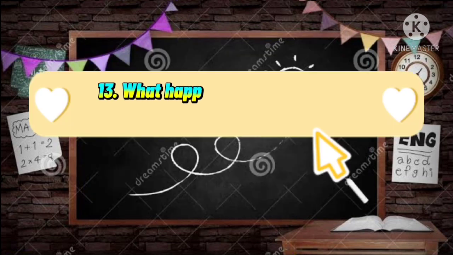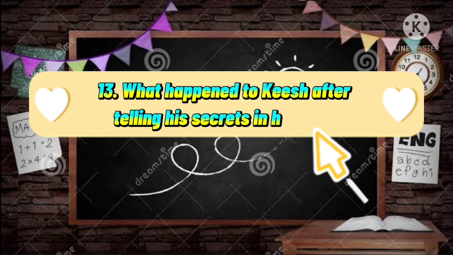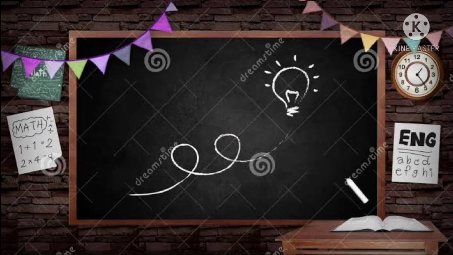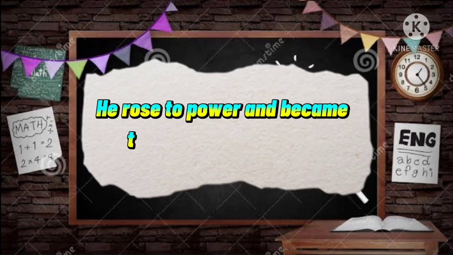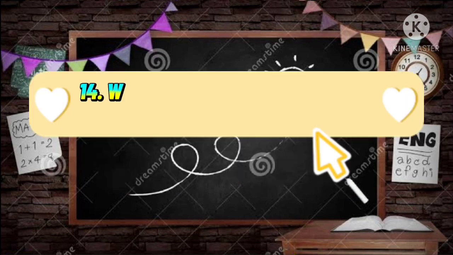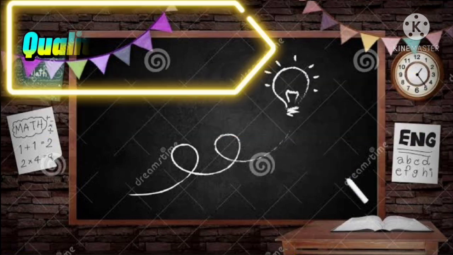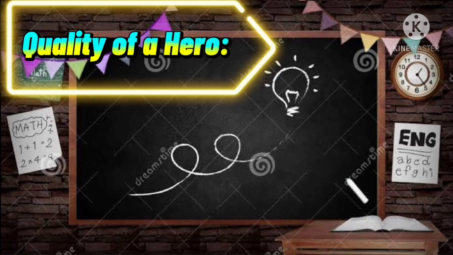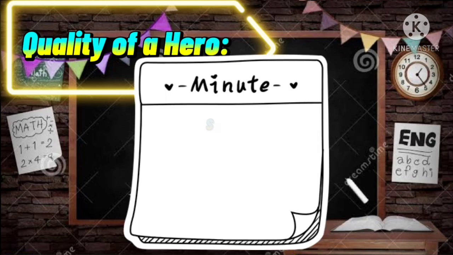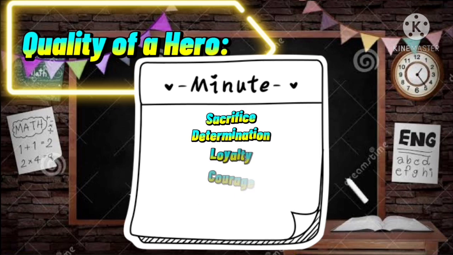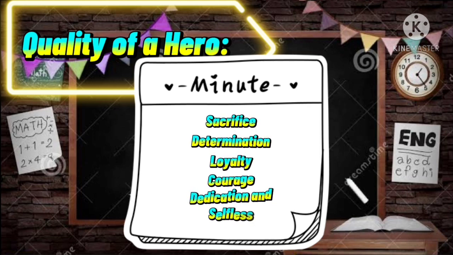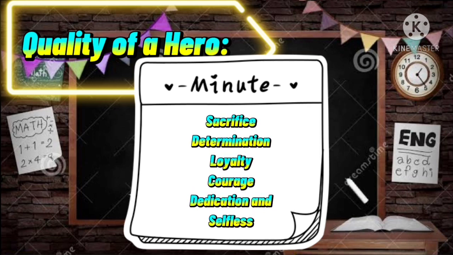What happened to Kish after telling his secret in hunting? He rose to power and became the chief of his village. Now, what quality of Kish made him be considered as a hero? He has the following qualities that made him a hero: sacrifice, determination, loyalty, courage, dedication, and selflessness.